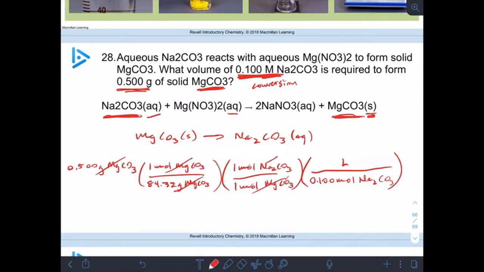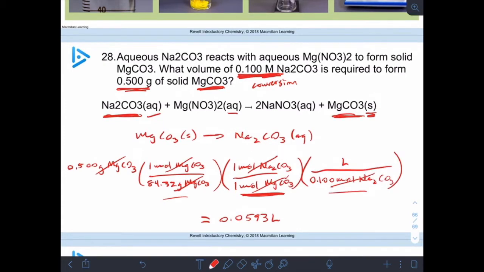All right, so my moles of sodium carbonate will go away, leaving me with an answer in liters. And we do that math, and we should end up with 3 sig figs, 0.0593 liters. Okay, but here's your stoichiometry. And then over here we use molar mass to get to moles, and over here on the right we use the molarity as a conversion factor to get out of moles. Okay.